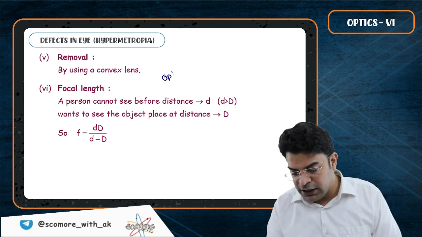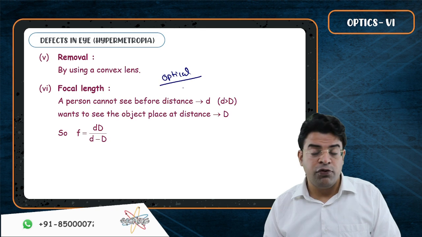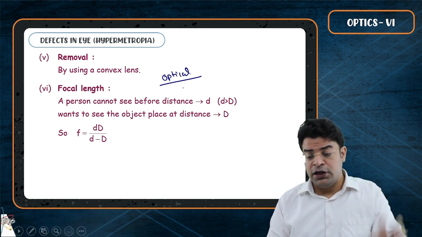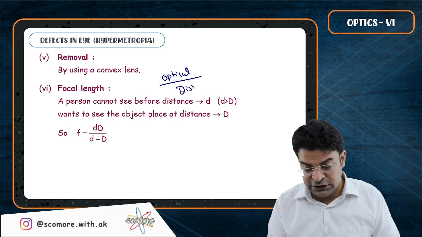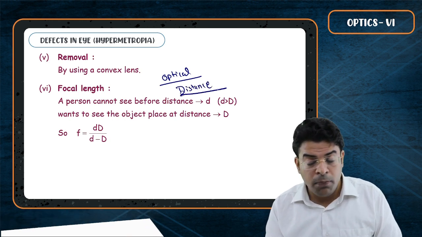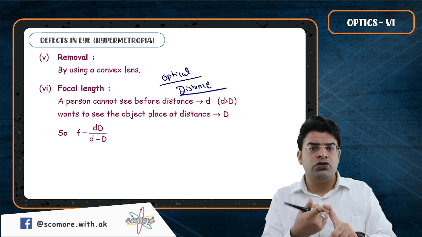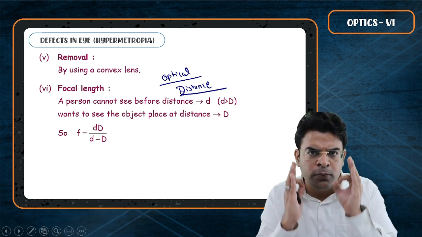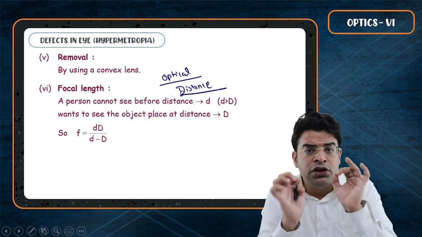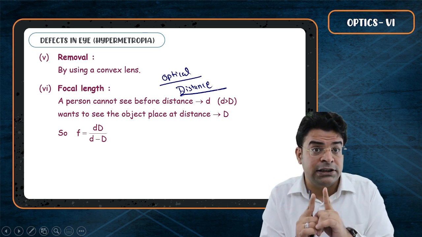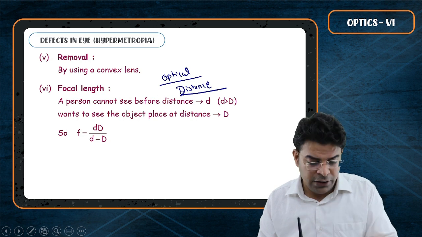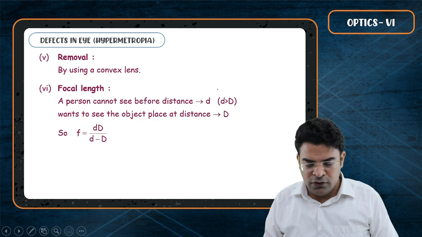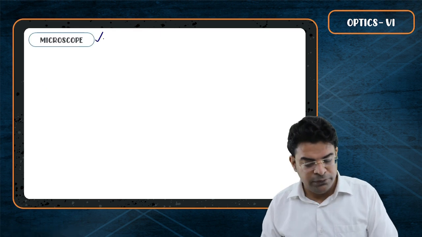In optical instruments, if you are mugging up formula, after mugging up the formula, you just have to substitute distances. Once more, in optical instruments, for simple microscope, compound microscope, for telescope, if you have mugged up the formula, you just have to substitute distances, not with sign. Okay. So now let's start our journey of optical instruments. And first of all, we will talk about microscope.